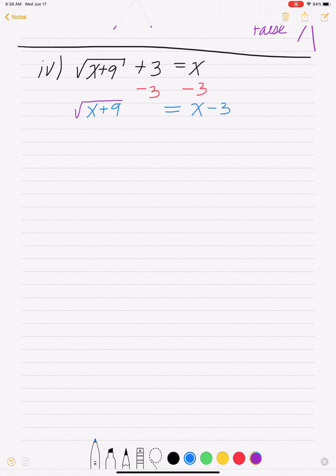So once you have the radical on one side, what you want to do, you want to get rid of the radical. In this case, you're going to square both sides to get rid of the radical. So I square the left side. I square the right side. So on the left side, the red square is going to cancel the purple square root, and I'm going to be left with x plus 9. On the right-hand side, we're going to do x minus 3 squared. What does x minus 3 squared mean? It means x minus 3 times x minus 3, right? That's what it means to square.